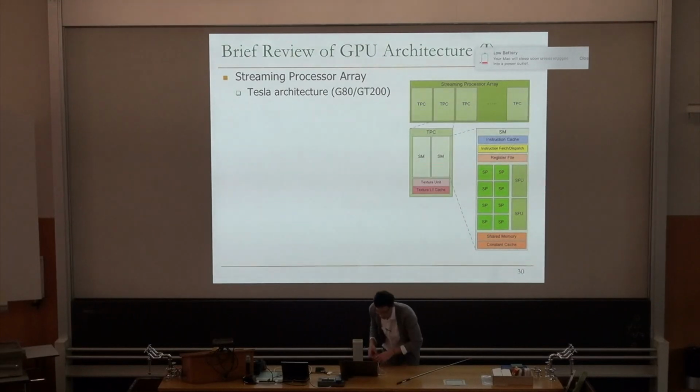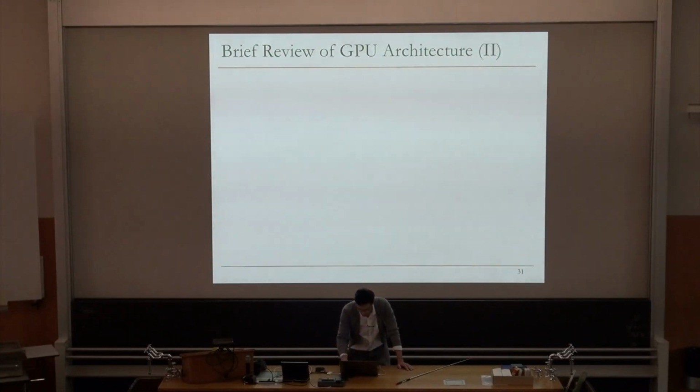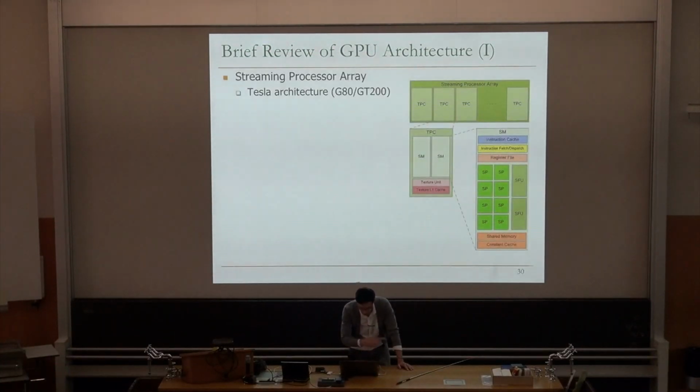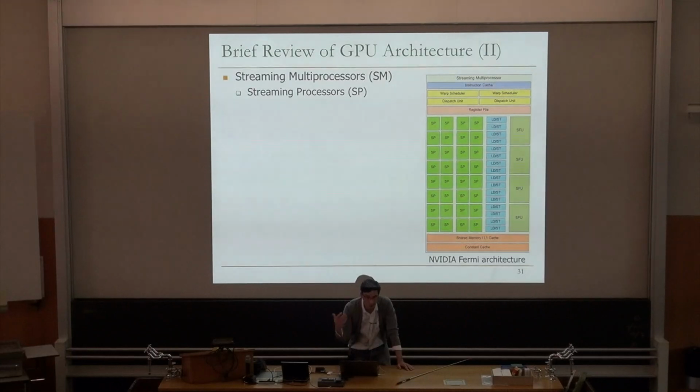And these TPCs are organized into an array, or streaming processor array. That is, all this collection of TPCs containing the SMs. And that was for the original Tesla G80 architecture. A more recent architecture is Nvidia Fermi.